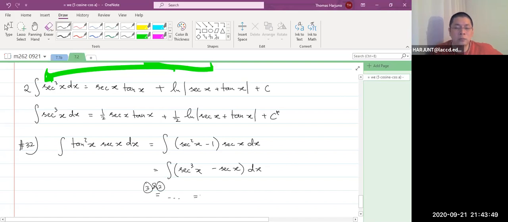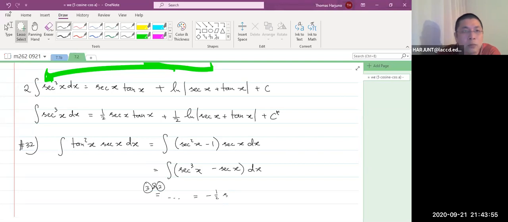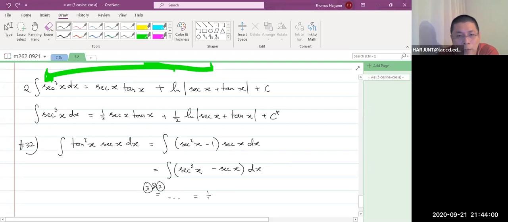I think at the end you will get negative 1/2. No, positive. That's 1/2 secant x tangent x minus 1/2 natural log of absolute value of secant x plus tangent x plus constant.